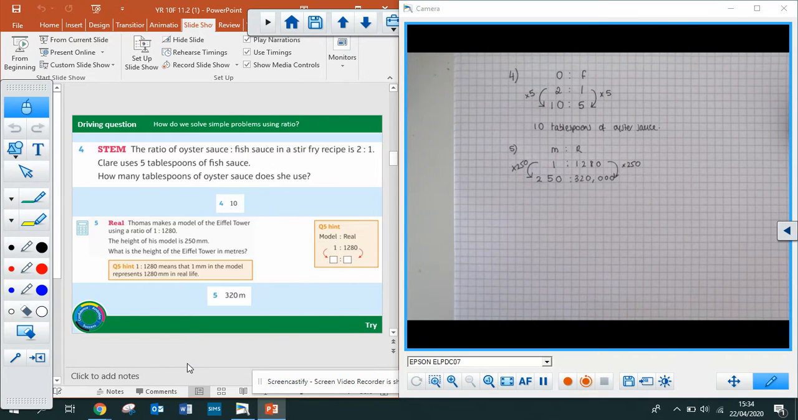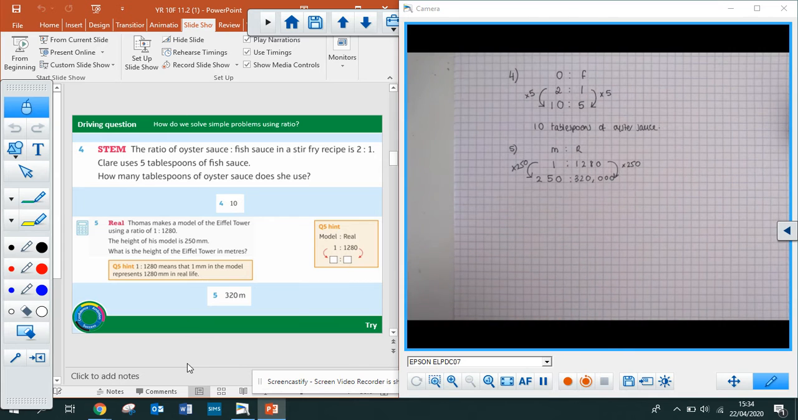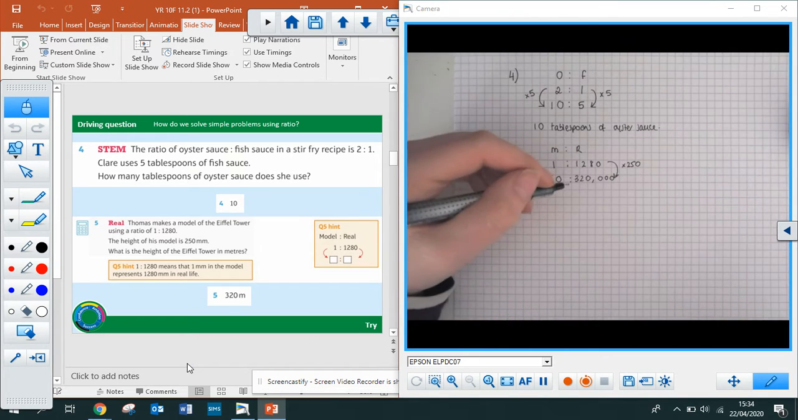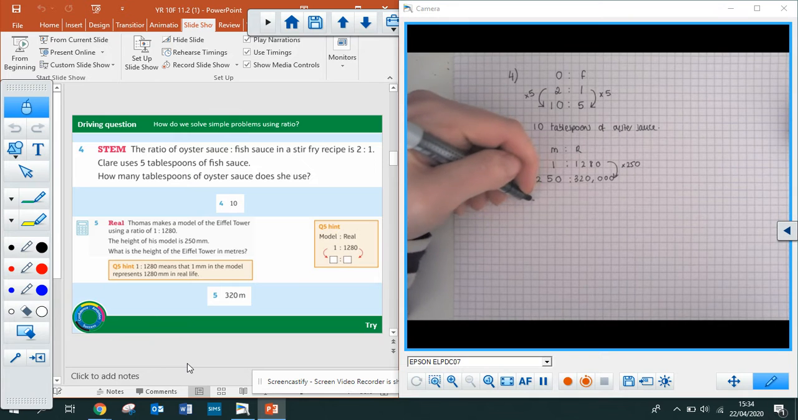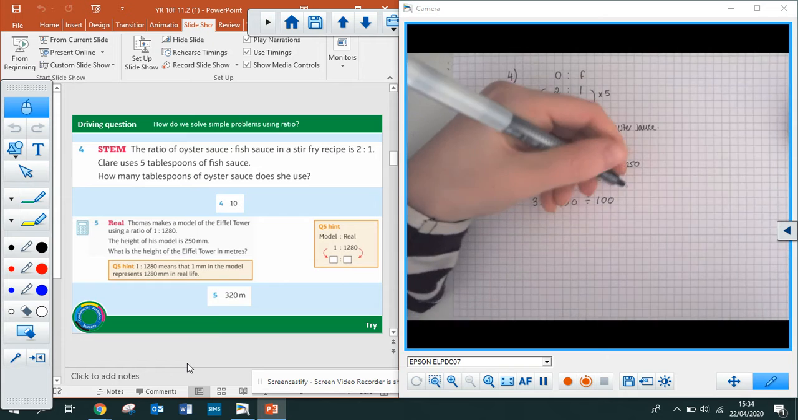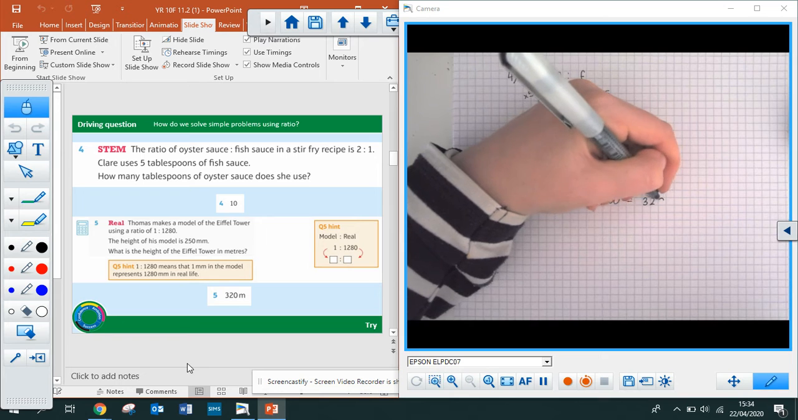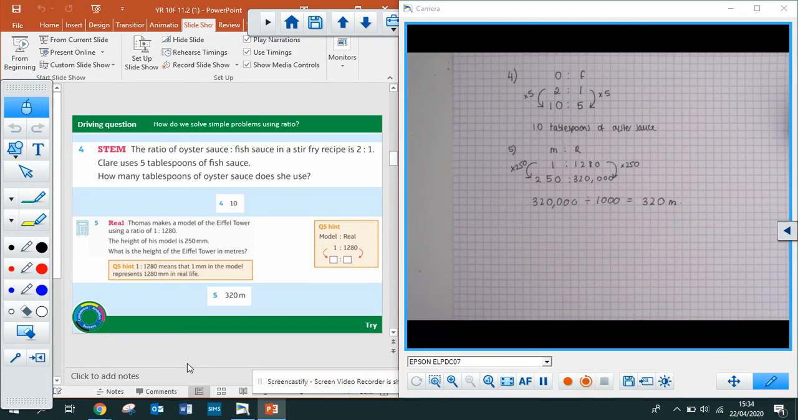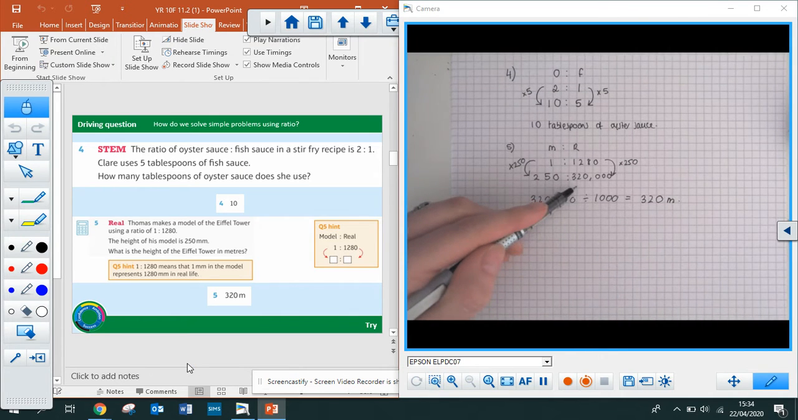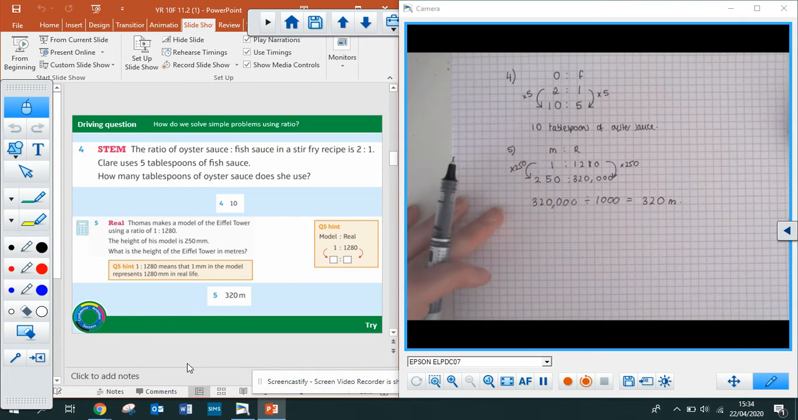But the question has asked for your answer in meters. Now, hopefully one of the things that you know is there's 1,000 millimeters in 1 meter. So we needed to divide our answer by 1,000. So 320,000 divided by 1,000 to get our answer from millimeters to meters, and then you'll get 320 meters. Okay, and that's the end for that question. Well done if you got that. If you weren't sure of the conversion, remember they're the sorts of things you need to know. You need to learn that there's 1,000 millimeters in a meter.